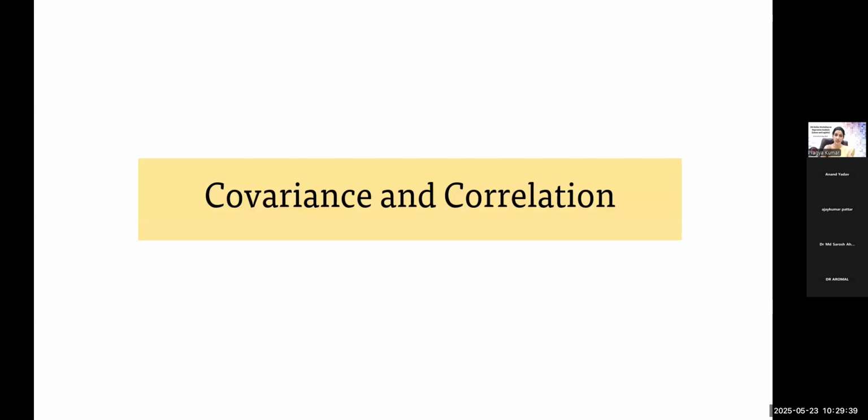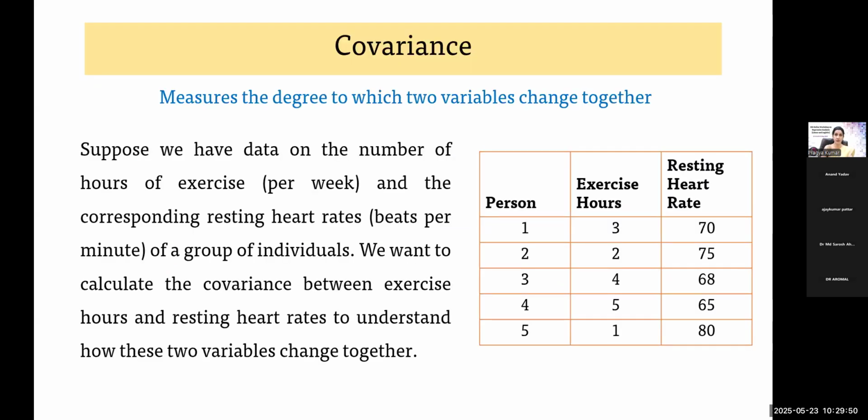Now, understanding that again, it is a repetition: what is covariance and what is correlation? The correlation concept is derived from covariance. So what is covariance? If you see the term covariance, there are two terms, co and vary.